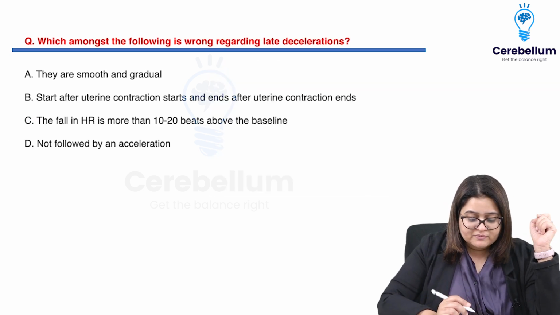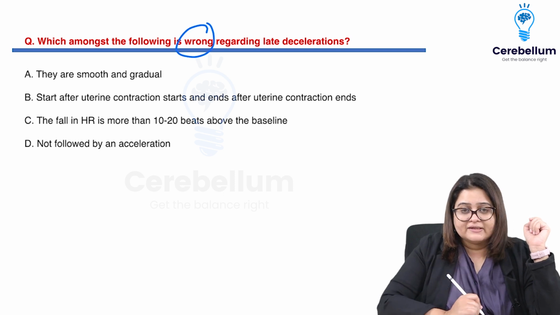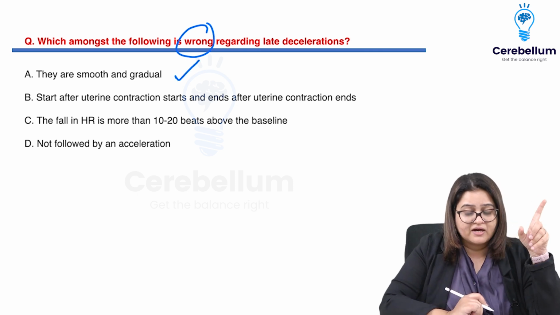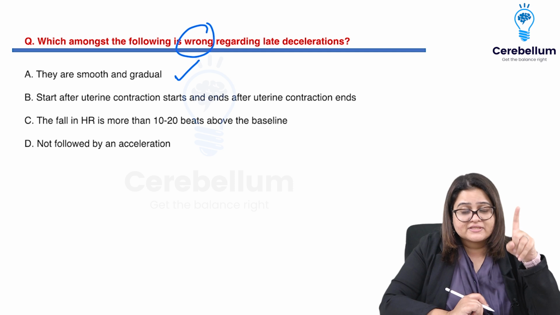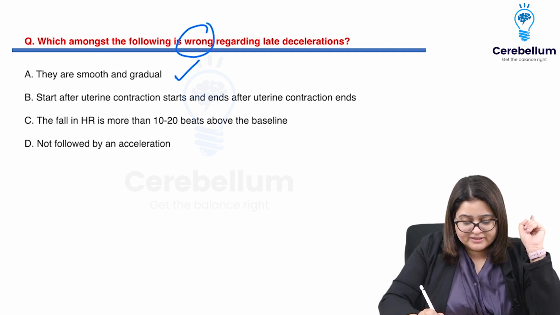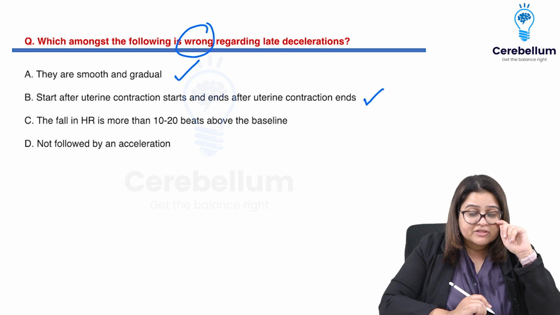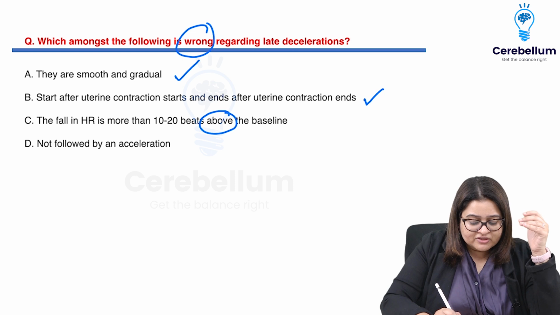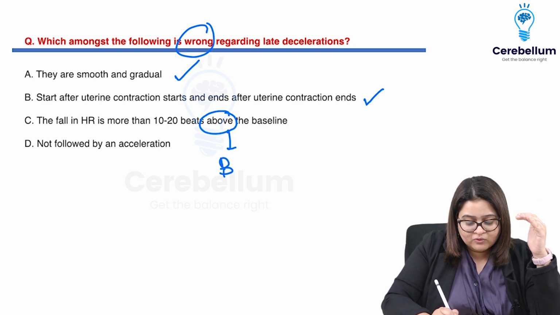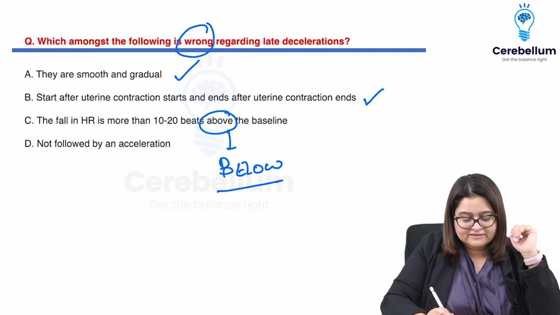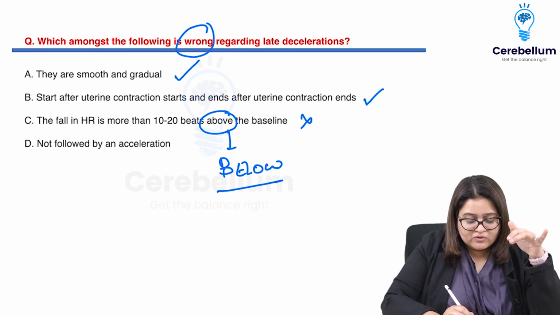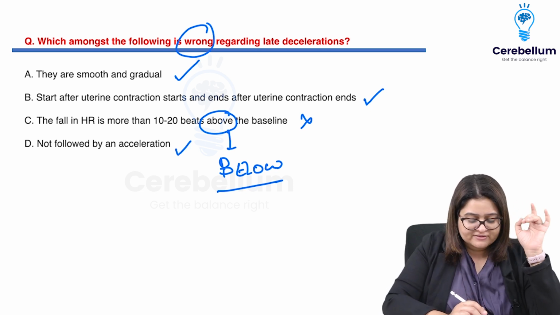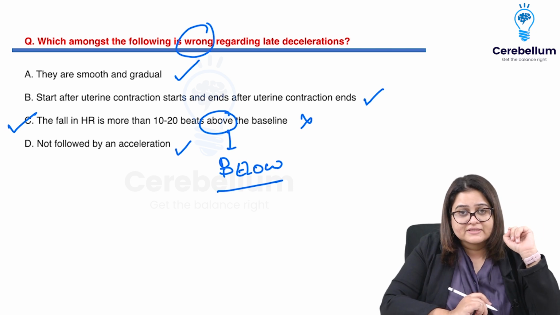Which amongst the following is wrong regarding late decelerations? They are smooth and gradual. Yes, they are smooth and gradual. They start after the uterine contraction starts and end after the uterine contraction ends. Yes, true. The fall in heart rate is more than 10 to 20 beats above the baseline. So remember, the deceleration is a fall below the baseline. That's why it's called a deceleration. So this is a wrong statement. It is not followed by an acceleration. Yes, a deceleration is not usually followed by an acceleration. This is the wrong statement.